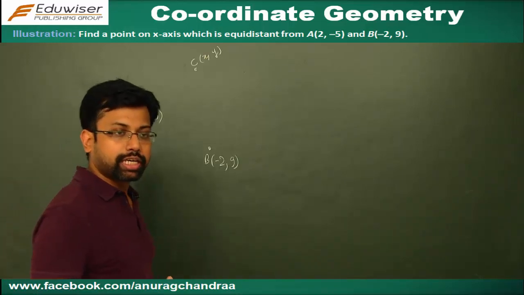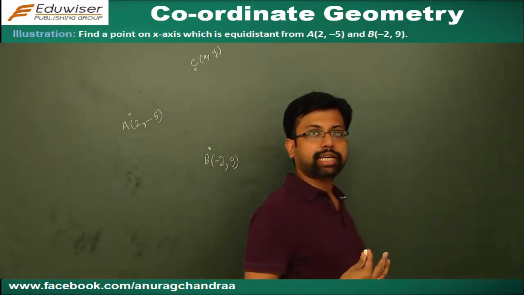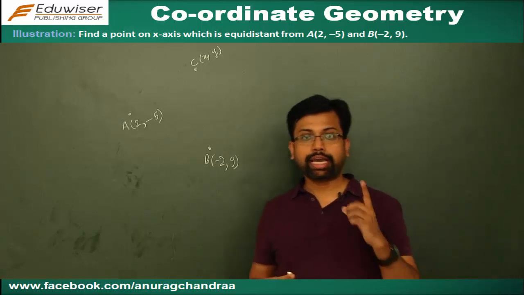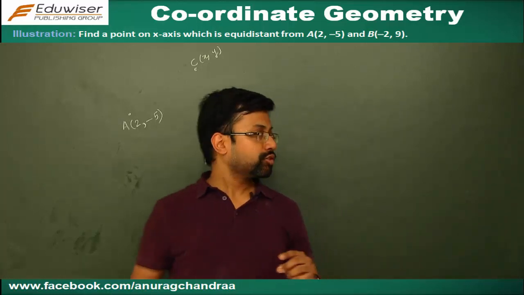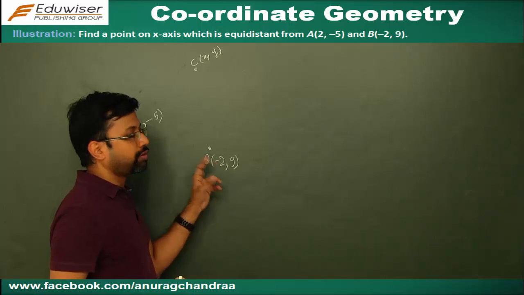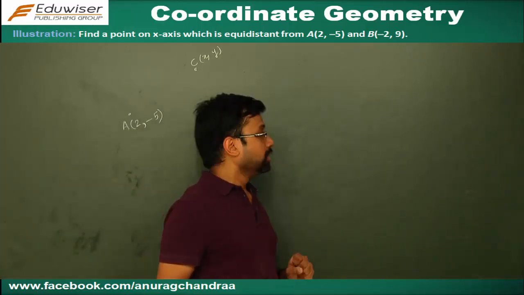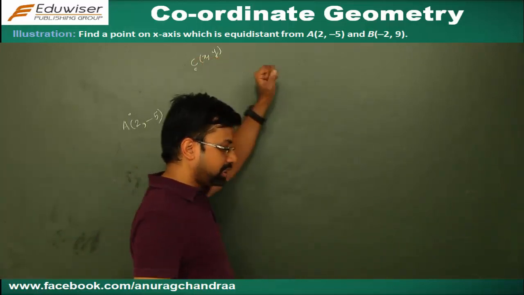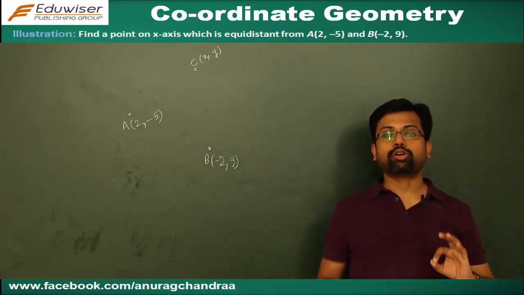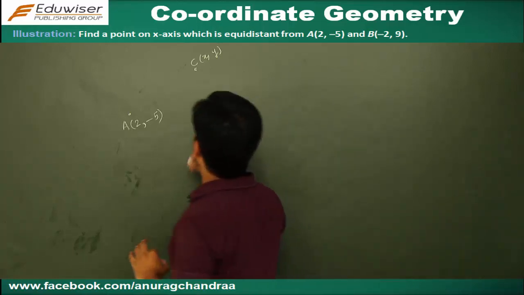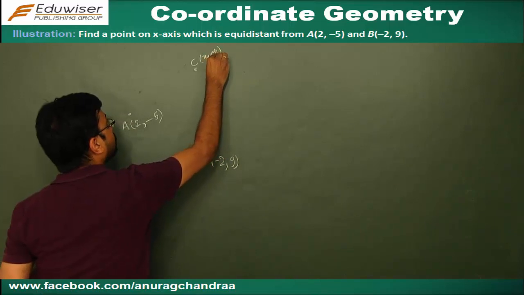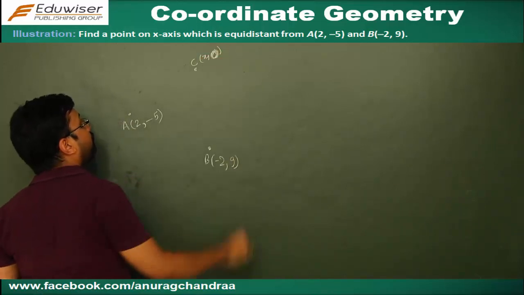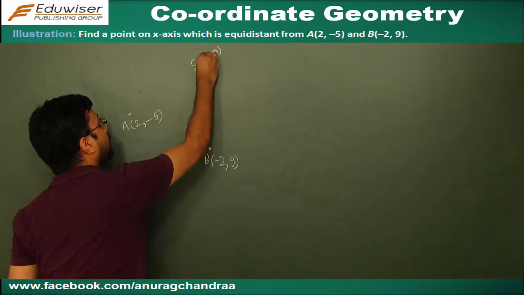So what does the question say here? It says that find a point on the x-axis, which is equidistant from the point 2 comma minus 5 and minus 2 comma 9. Since we have to take the point, let that point be C. Since that point is on the x-axis, its y coordinate is going to be 0. So the form for that particular point will be x comma 0.